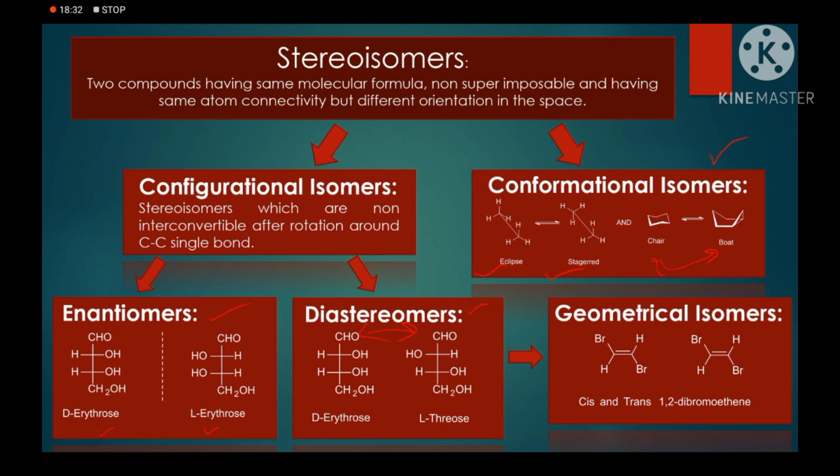And cis and trans I have already discussed. These cis and trans isomers are diastereomers but having a double bond. So no rotation is possible in this case, and because of the restriction in rotation, these diastereomers are possible. That is called geometrical isomers.